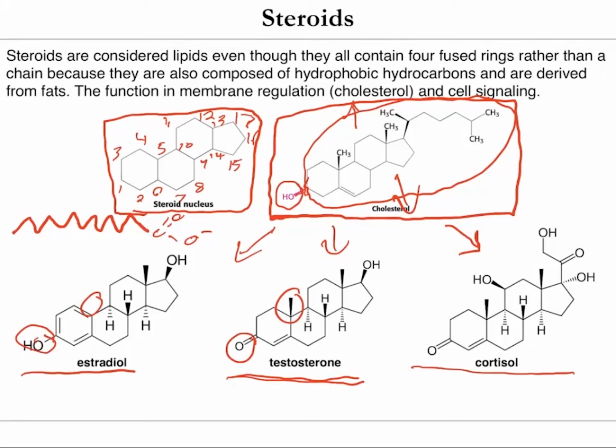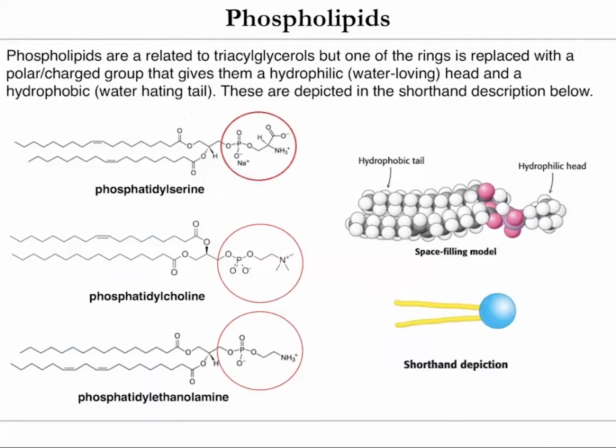They're considered lipids, even though they contain 4 fused rings rather than the hydrocarbon chains that we saw in the other fatty acids. And so the last type of lipid molecule that I'm going to talk about are phospholipids. So these phospholipids are really important for your cell membrane formation.